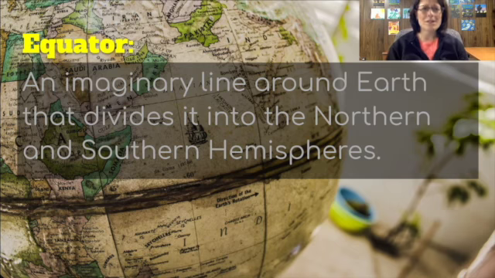The equator is a special line of latitude. It's an imaginary line around Earth that divides it into the northern and southern hemispheres. And as you can see right here on this globe, this is the equator.